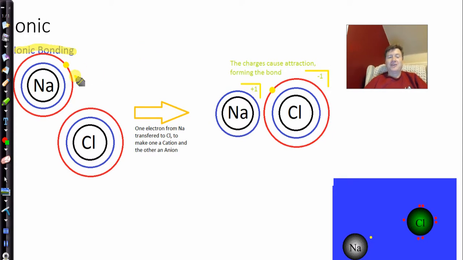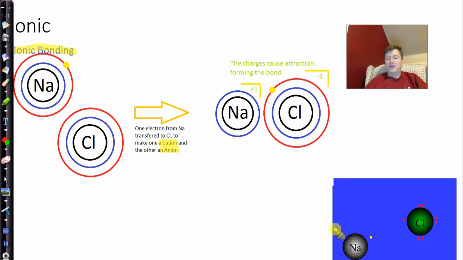We recognize our friend here, sodium, and our friend chlorine. What happens in ionic bonding is one atom, in this case the sodium, will lose an electron and become positively charged. The chlorine will gain that electron and become negatively charged, and because they have opposite charges, they attract. Because one became a cation, one became an anion, that attraction is an ionic bond. It's an energy relationship because of their opposite charges.